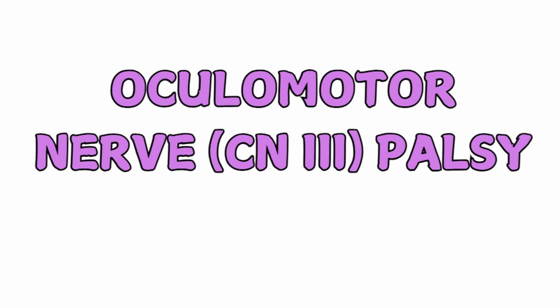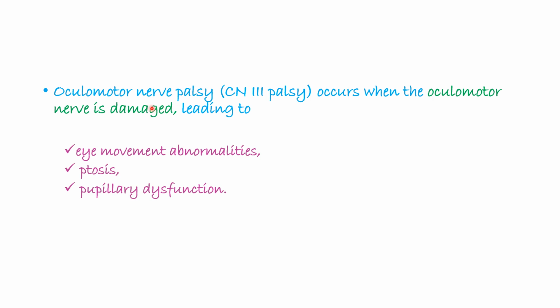Today we're going to talk about oculomotor nerve palsy. Oculomotor is cranial nerve 3. So oculomotor nerve palsy occurs when the oculomotor nerve is damaged, and this leads to eye movement abnormalities, ptosis, and pupillary dysfunction. So this is what we're going to talk about in this lecture.